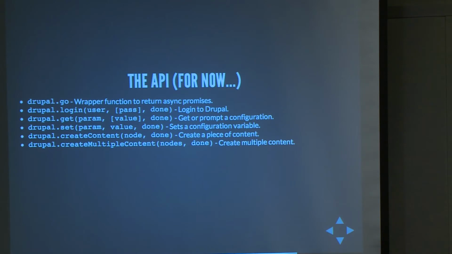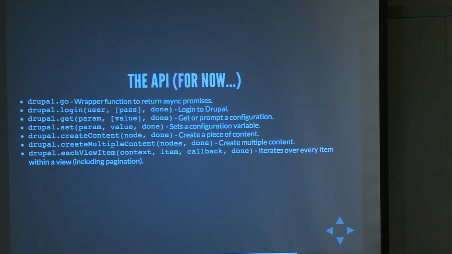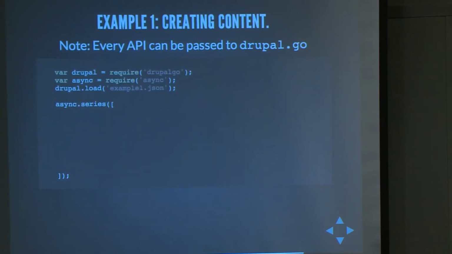Create multiple content. This is cool. You can actually pass in a list of nodes in your configuration. It'll just crank through them and create them. Each view item. I love this one. So each view item, basically you provide the context of the view, which is the selector, the sizzle selector. You provide a sizzle selector for what you consider an item in the view, and a callback function on what you want to call for every single item. What this does is it iterates over every item in the view, including pagination. So it'll go through every item, hits a paginator, it'll go to the next page. So all you have to do is implement this once, and it will go through every item in the view as long as that view has pagination. Pretty cool.